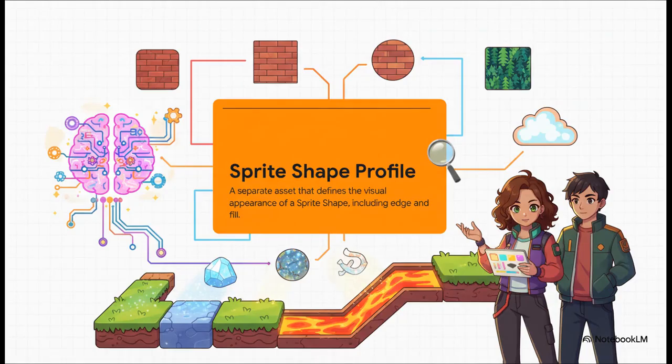So you're probably wondering, how do we actually make this thing look like snow? Well, the secret is something called a Sprite Shape Profile. Think of the profile as the brain, or maybe the style guide for our shape.